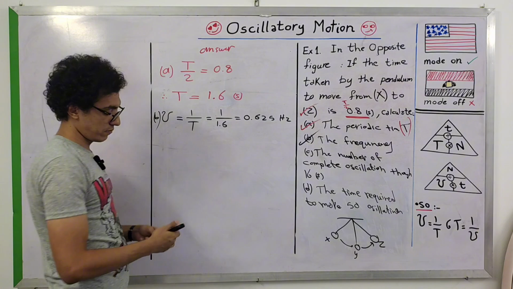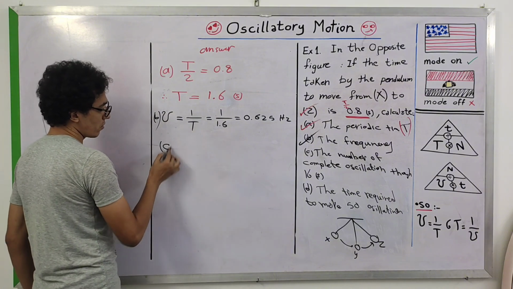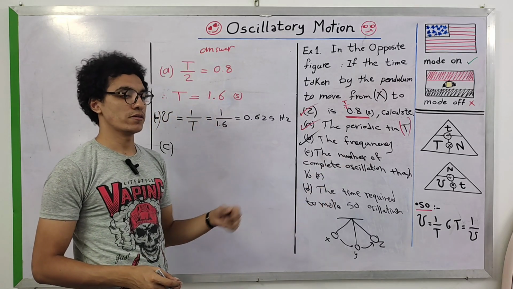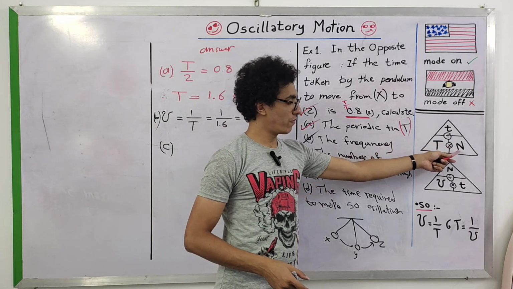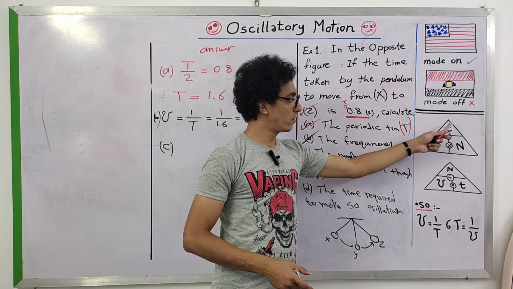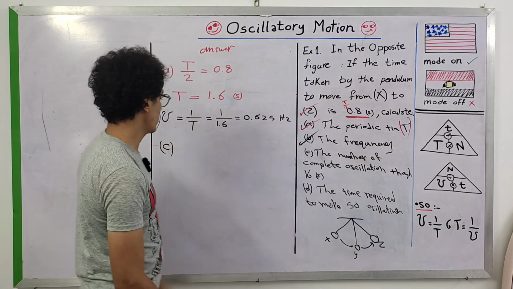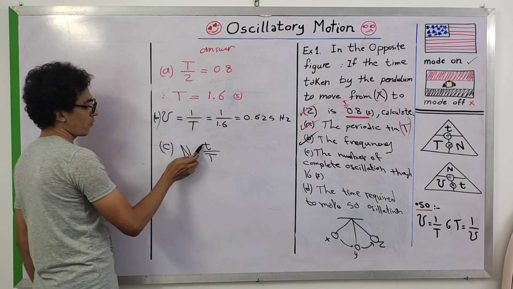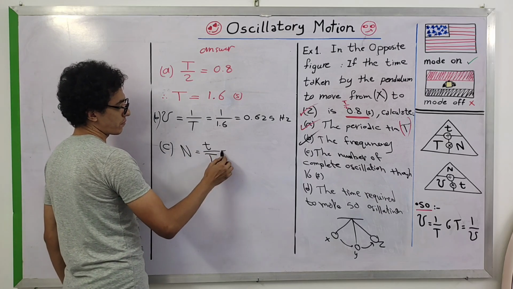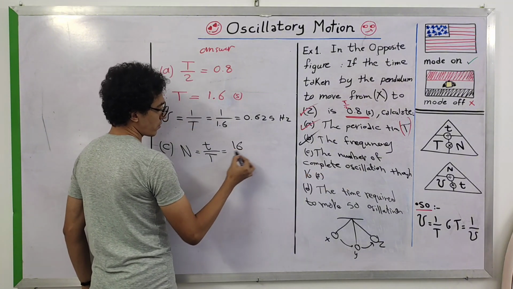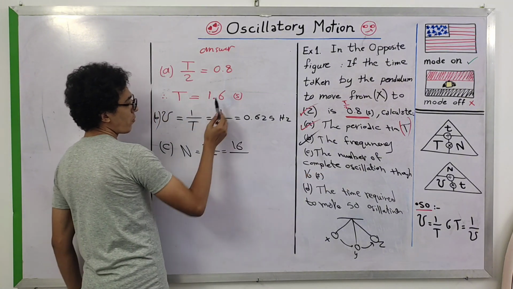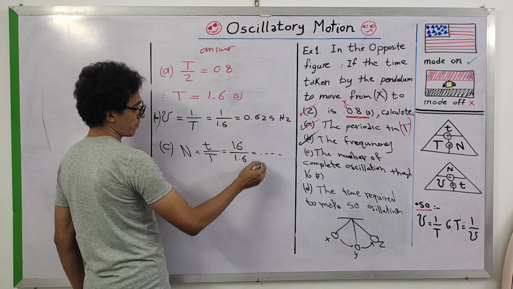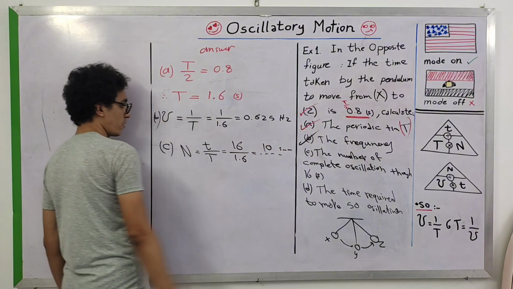So, what is the next one? The number of complete oscillations. It needs the number N from this formula, T over t. So N equals t small over T capital, lowercase over uppercase. This is 16, and this is 1.6. It will be 10 oscillations. Okay.